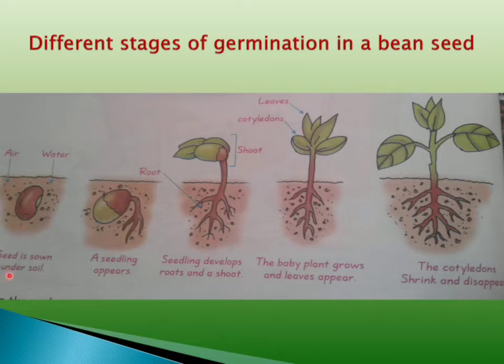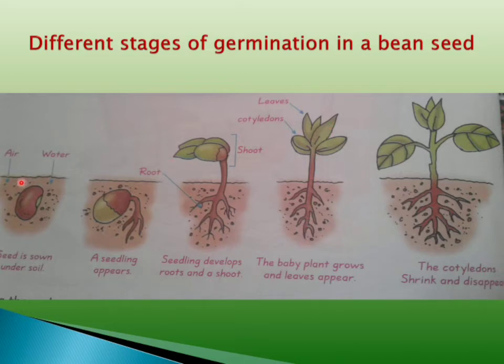See, in first stage, seed is under the soil. So seed is sown under the soil. So it is getting right amount of air and water. Next stage, slowly a seedling appearance. In next stage, seedling develops the roots and shoots. See, slowly it is developing the roots and shoots also. And in next stage, the baby plant grows, leaves appear.